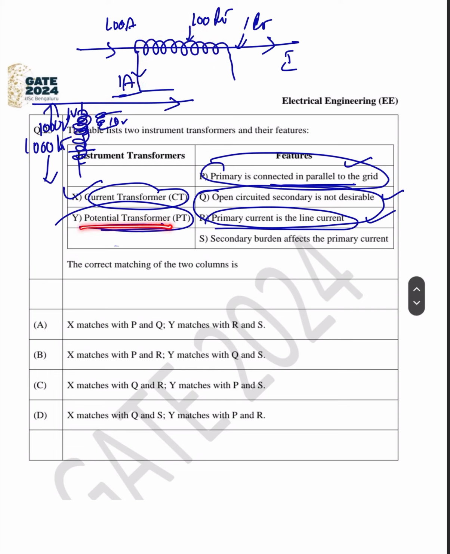So for the potential transformer, the primary is connected in parallel to the grid, and the secondary burden affects the primary current. Suppose you keep a load on this, then this current will be affected, so the perfect voltage will not be measured due to its burden. So this should not be overloaded or burdened with any other equipment. Here the current transformer open circuited secondary is not desirable. Primary current is the line current.